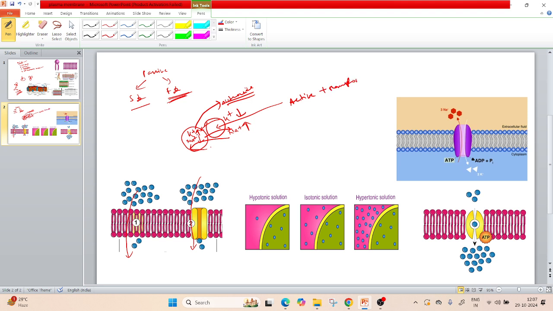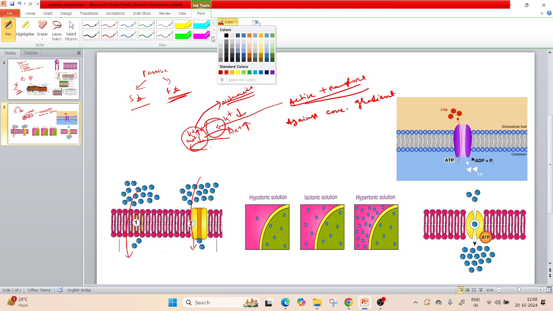Active transport. So here, active transport means transport of the solute or the molecule against the concentration gradient. Against the concentration gradient means from the lower concentration to the higher concentration. So because it is against the concentration gradient, it needs the use of energy.